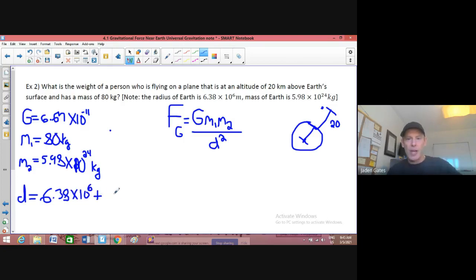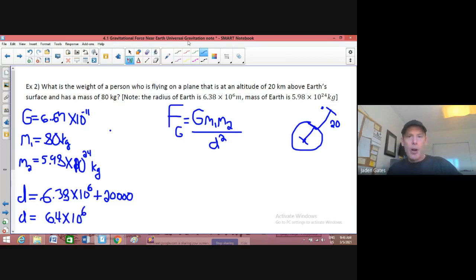But again, I got to have it in the same unit. So there's 1,000 meters in a kilometer, so that'd be an extra 20,000 meters. All right, so our distance is going to equal, let's see, I add those two together, and I believe I get 6.4 times 10 to the power of 6.